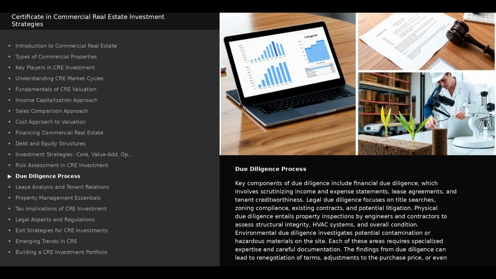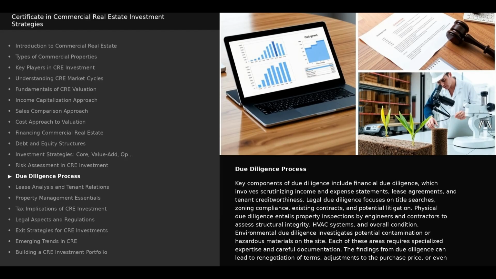Key components of due diligence include financial due diligence, which involves scrutinizing income and expense statements, lease agreements, and tenant creditworthiness. Legal due diligence focuses on title searches, zoning compliance, existing contracts, and potential litigation. Physical due diligence entails property inspections by engineers and contractors to assess structural integrity, HVAC systems, and overall condition. Environmental due diligence investigates potential contamination or hazardous materials on the site. Each of these areas requires specialized expertise and careful documentation.